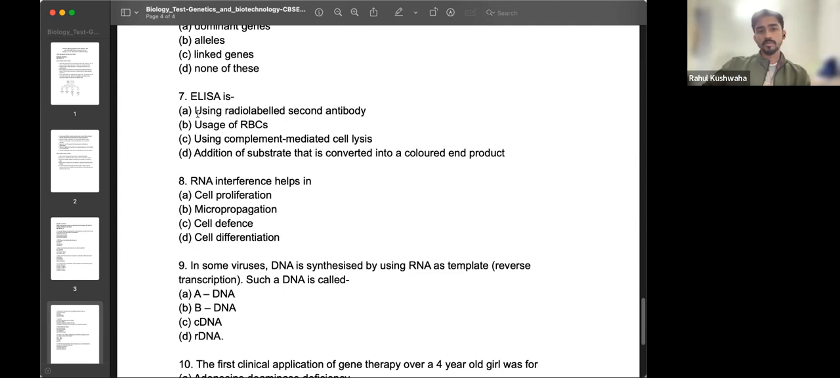The option could also be one where there is no antibody, but ELISA includes detecting the antigens produced by the pathogens. So instead of antibody, it could be just the antigen. There can be many options. Even if you forget the radio labeled part, it just says using second antibody. The other options have nothing to do with RBCs. It's not complement mediated cell lysis. Addition of substrate that is converted into colored end product, that's not there either.